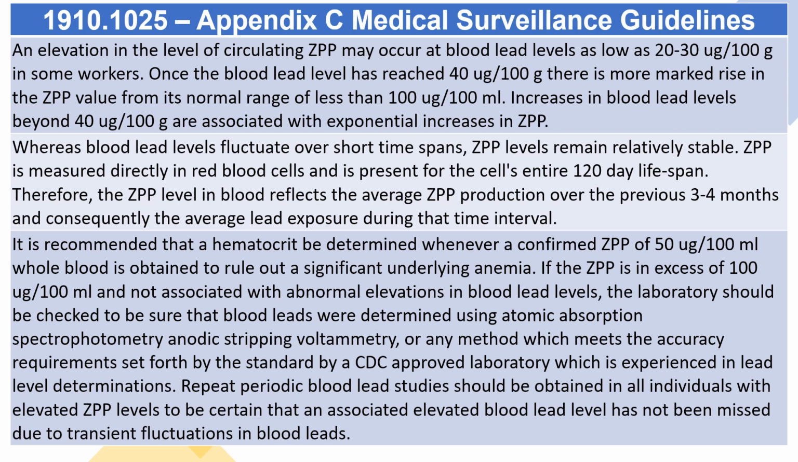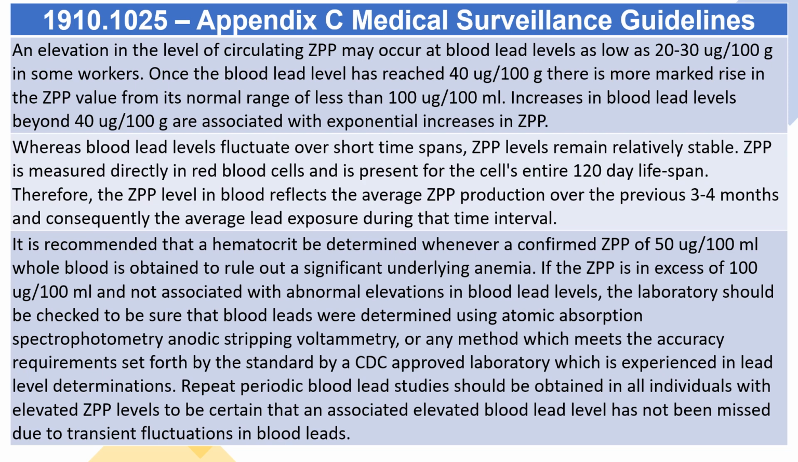Once the blood lead level has reached 40 µg/100 g, there is a more marked rise in the ZPP value from its normal range of less than 100 µg/100 ml. Increases in blood lead levels beyond 40 µg/100 g are associated with exponential increases in ZPP. Whereas blood lead levels fluctuate over short time spans, ZPP levels remain relatively stable.